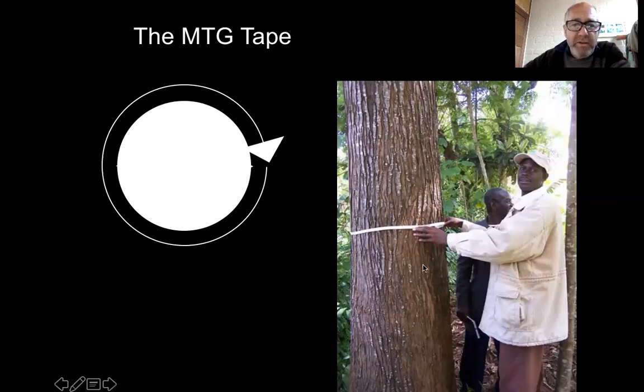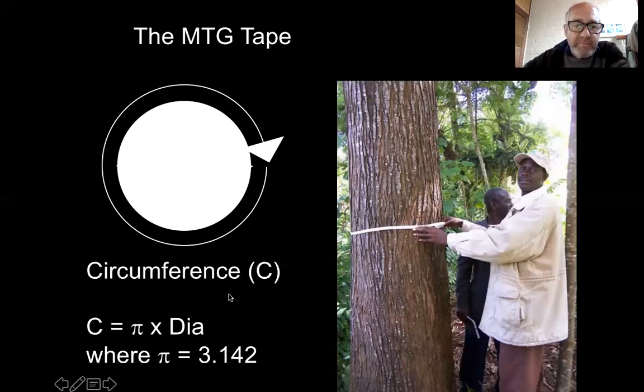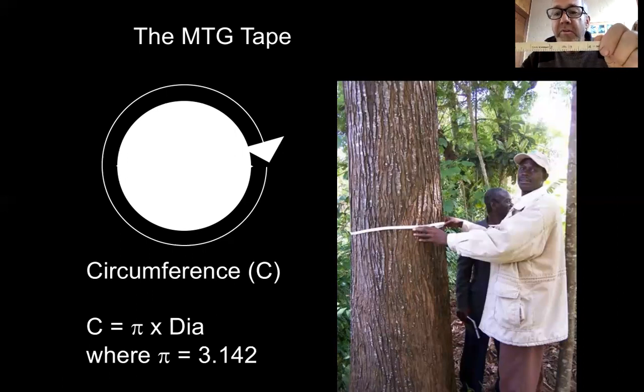So you wrap the tape around the tree, 1.3 meters above the ground. That would normally measure the circumference, but this tape actually measures the diameter because circumference equals pi times the diameter. On the white side of the tape, as I was showing you, the distance between those numbers is actually pi, 3.142 centimeters. So the number of those around the tree will give you a measure of diameter. It's much more effective than trying to measure it with a caliper and much simpler.